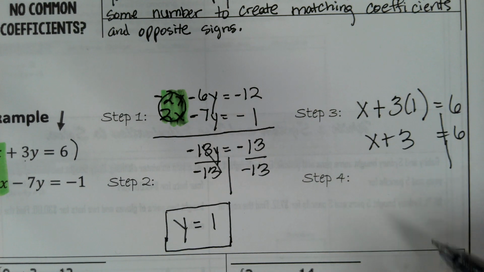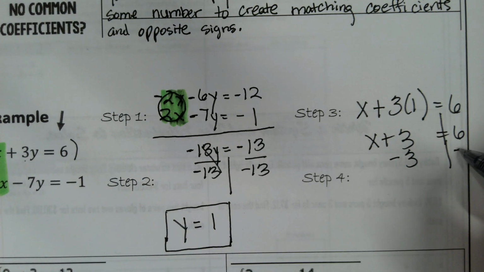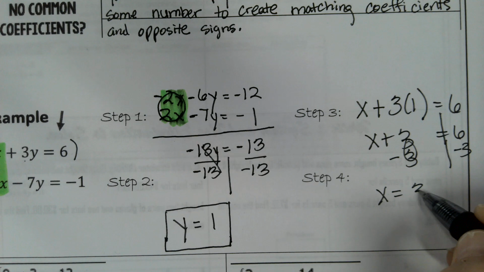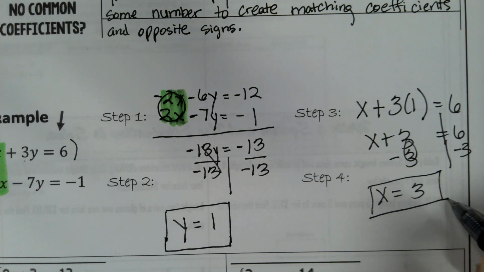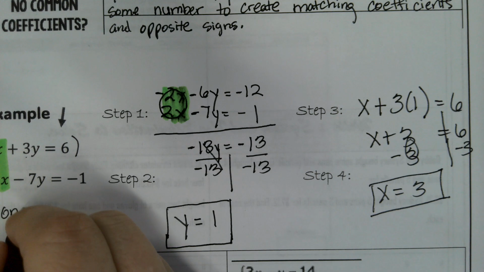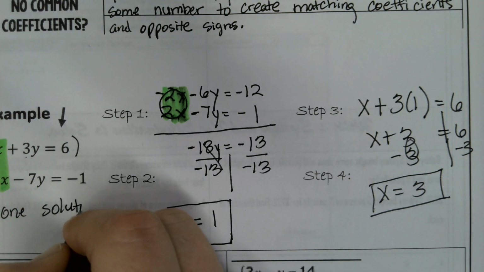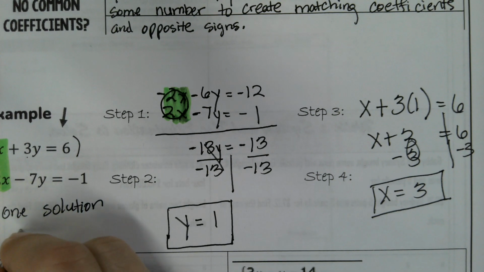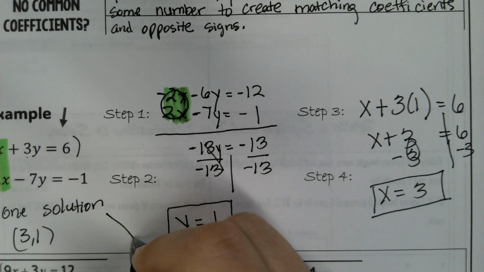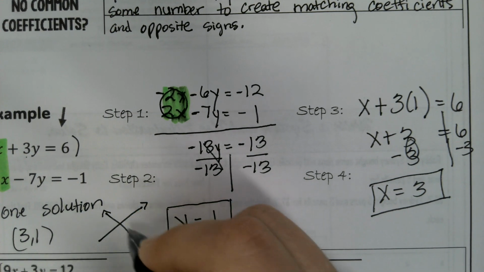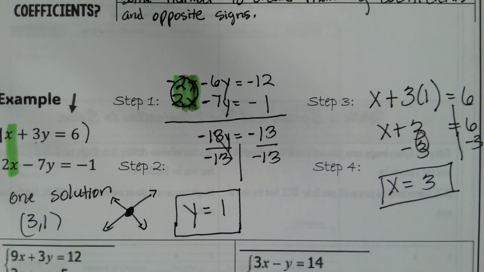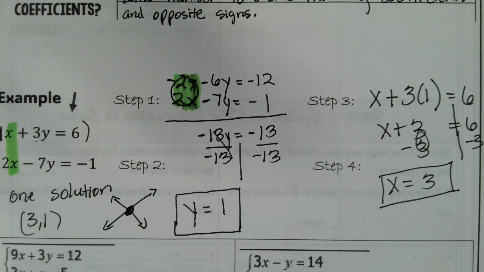And to isolate x here, I'm going to subtract 3 over, and x now is going to be a positive 3. So this system ends up being one solution where they are touching at (3, 1). And if I wanted to illustrate, these are intersecting lines at one point. And we just used our second day elimination method.